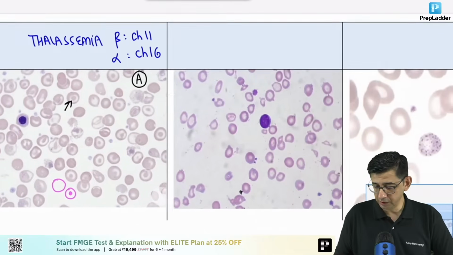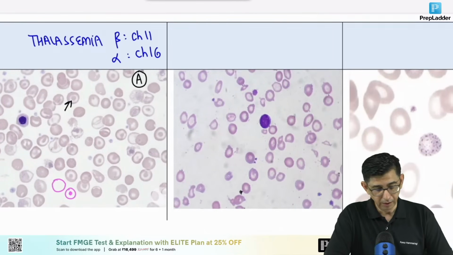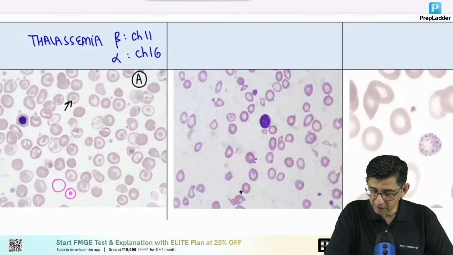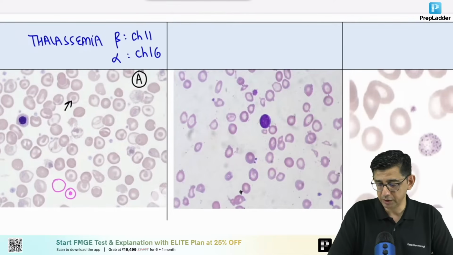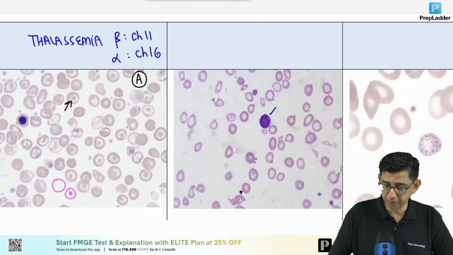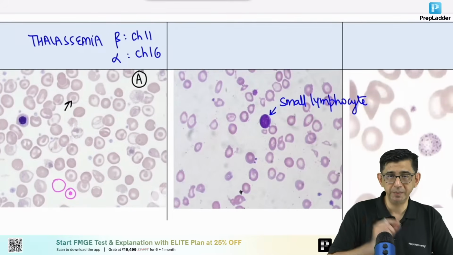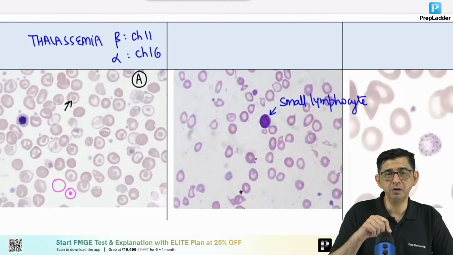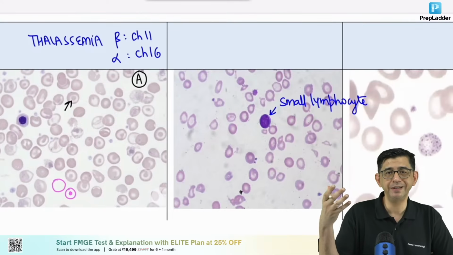Now when you compare this with the next slide, you can see that cells are adopting various shapes. There is anisocytosis, there is poikilocytosis. We always compare RBCs with a small lymphocyte. This is the reference cell. The pathologist will check the small lymphocyte in the blood. If the RBC is smaller than the small lymphocyte, he will say microcytic. If it is bigger than a small lymphocyte, you will say it is macrocytic.